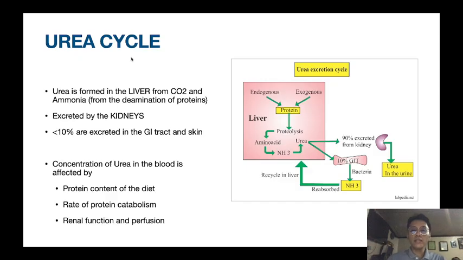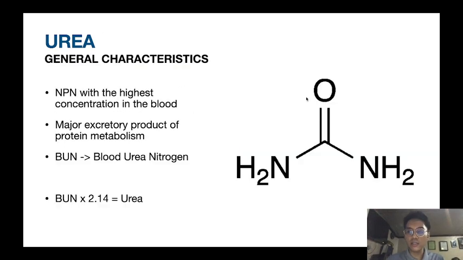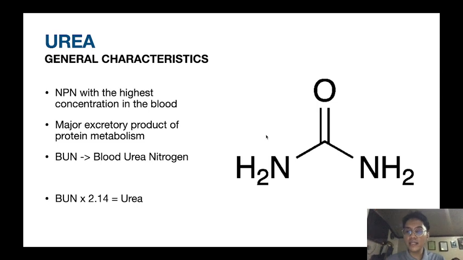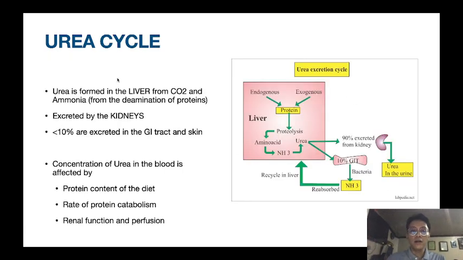So how is urea produced? Urea is produced through the urea cycle. Urea is formed in the liver. It is formed from carbon dioxide and ammonia. Ammonia is NH3, right, or NH4+. So we have ammonia, then carbon dioxide.